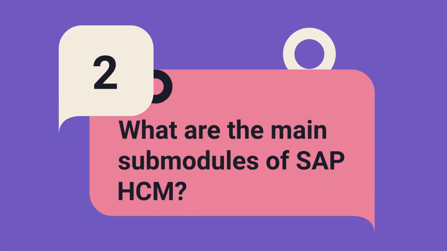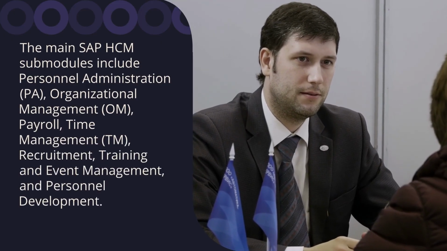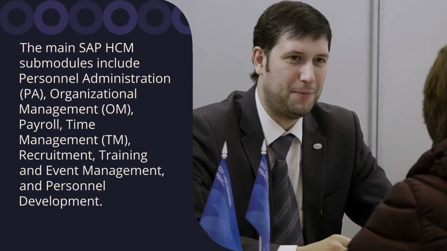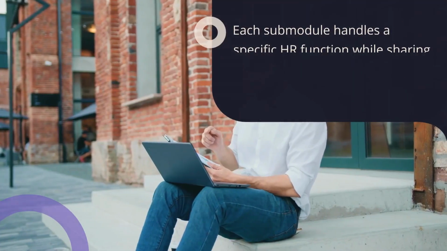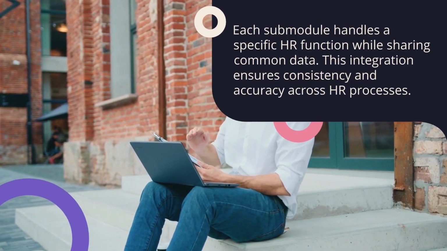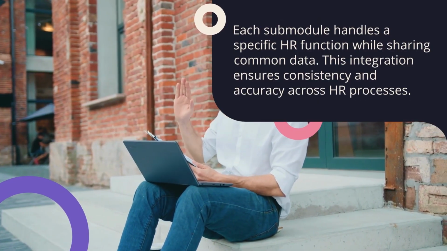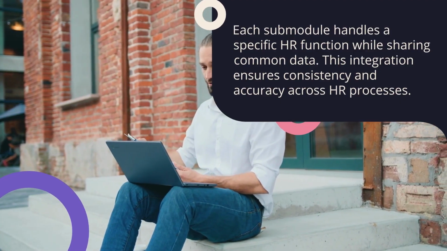2. What are the main submodules of SAP HCM? The main SAP HCM submodules include Personnel Administration (PA), Organizational Management (OM), Payroll, Time Management (TM), Recruitment, Training and Event Management, and Personnel Development. Each submodule handles a specific HR function while sharing common data. This integration ensures consistency and accuracy across HR processes.